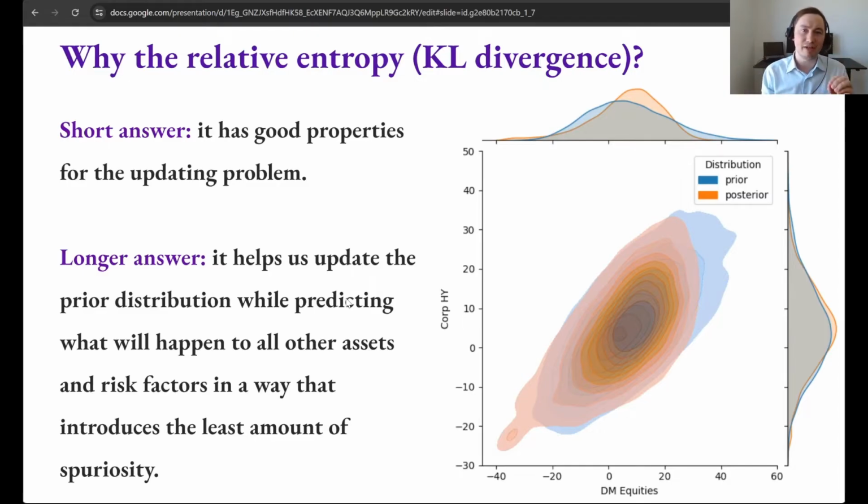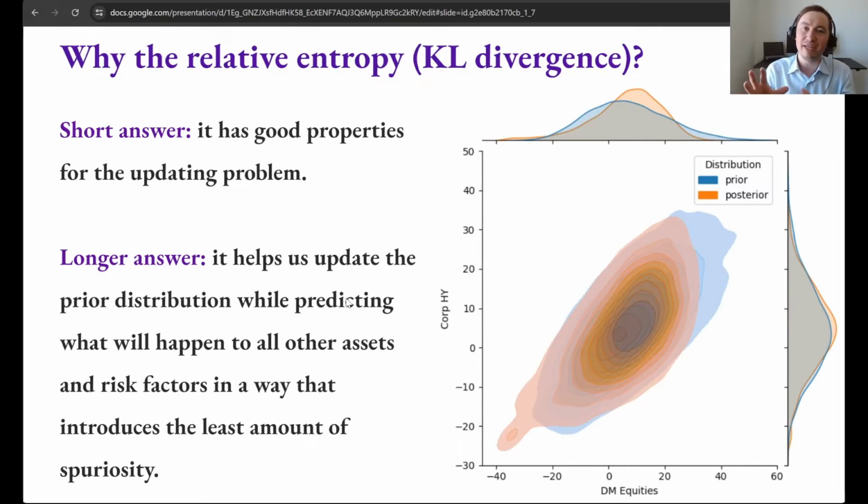So basically you can think about entropy pooling helping us update the prior distribution into the posterior that agrees with the views that we have, and predict what will happen to the other assets in a way that does not introduce a lot of spurious structure. So basically one example of spurious structure could be that we have a view that the expected return of an asset should be 10%, and then we have one scenario where this asset has exactly 10% return, and then you just assign all the probability to this one scenario and then have degenerate posterior distributions, which of course in reality we do not believe in.